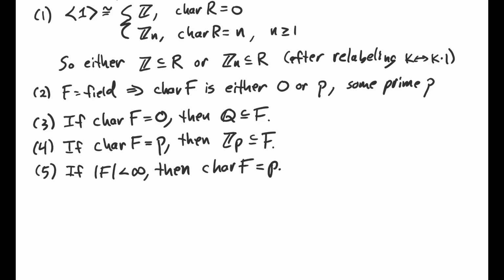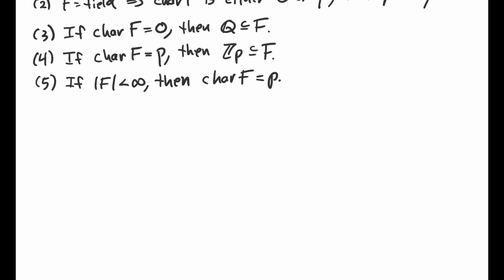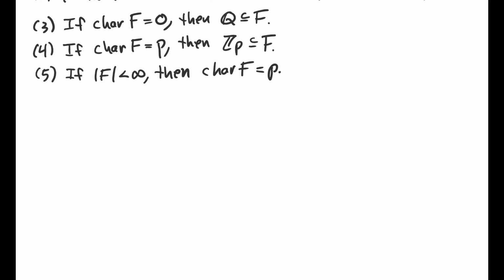And then the final part of the theorem. If the size of the field is finite, then the characteristic has to be some prime p. And this is going to give us our entry point to classifying all these fields. Obviously, this will follow from 3, right? Because if it were 0, then we would have to have the rationals, and that's obviously infinite. All right, these proofs are all pretty easy. Let's go ahead and get started.